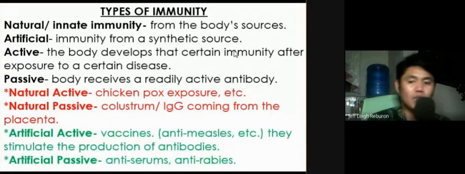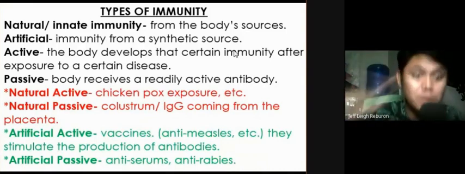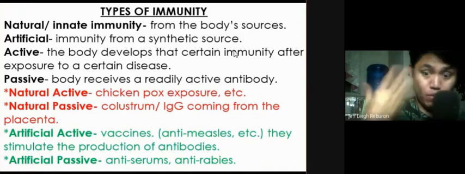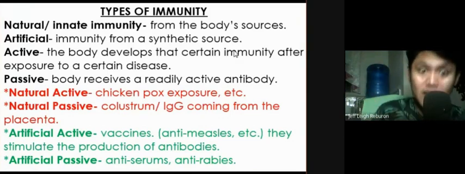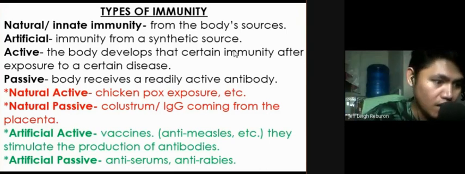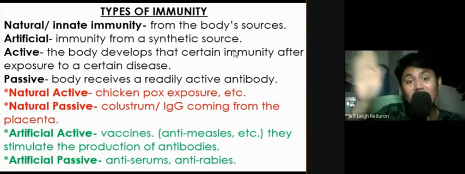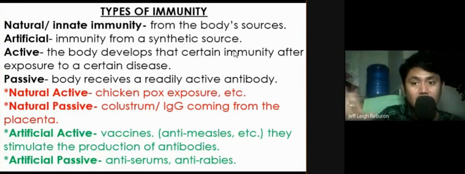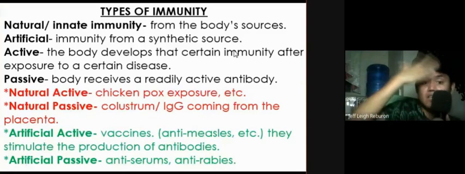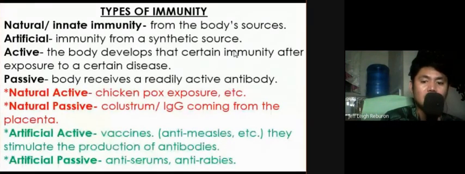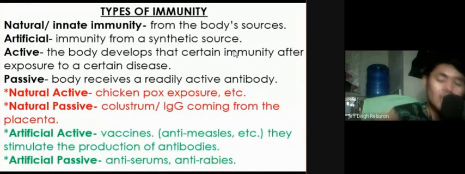Next, ito po yung last is what we call the artificial passive. Yung artificial passive naman po, tinudok sa'yo, galing sa other source, pero hindi na ikaw yung mag-produce ng antibody. Ang ibibigay na lang po sa'yo is antibody na galing na din po sa laboratory. Na-gets? May difference sa antigen at antibody niya. Sa artificial active, ang itinurok sa'yo, it is an antigen. Tapos ikaw ang mag-produce ng antibody. Sa artificial passive naman, hindi ka na tuturukan ng antigen. Ang ituturok na sa'yo ay antibody.